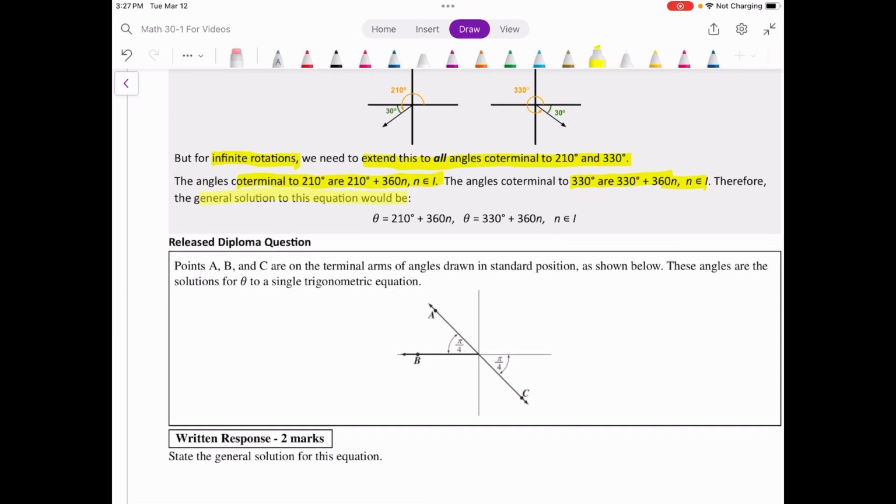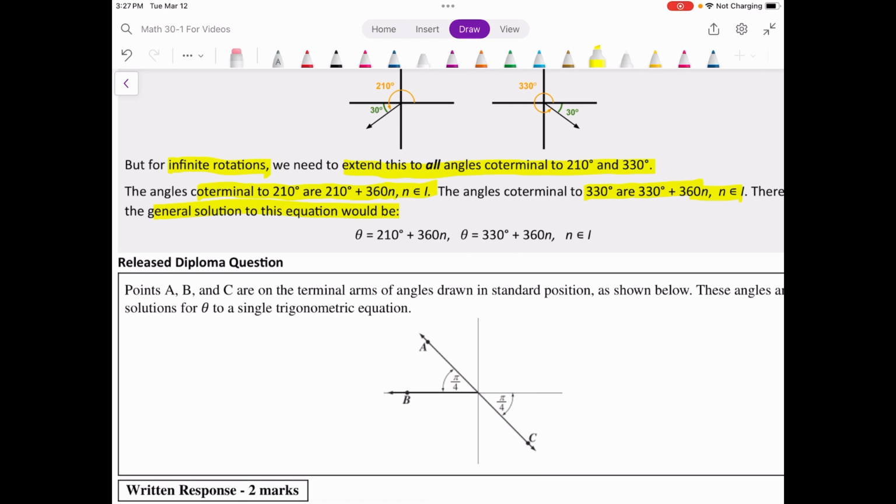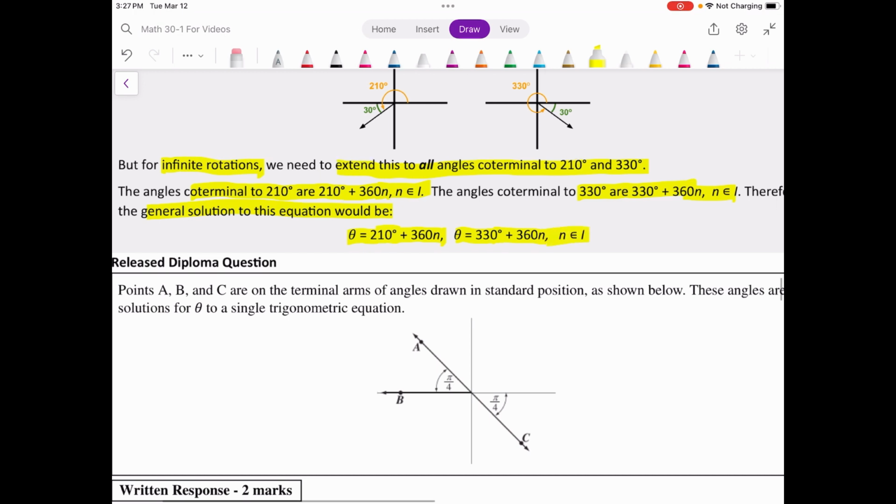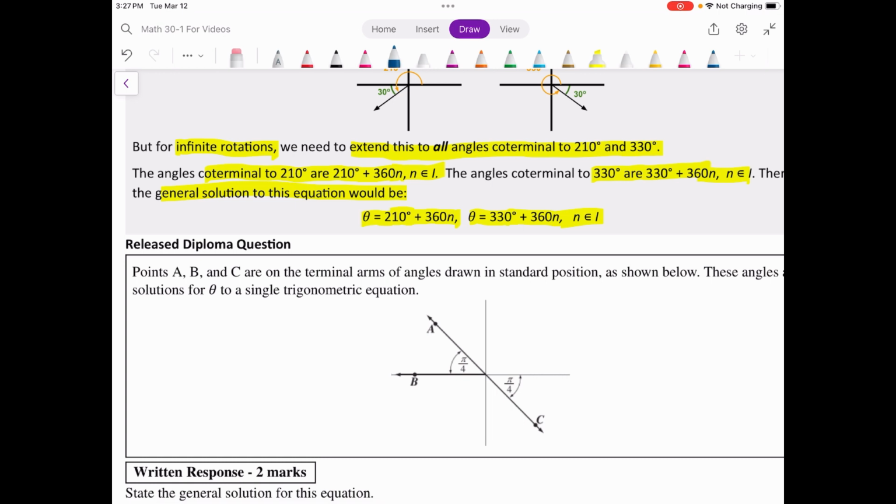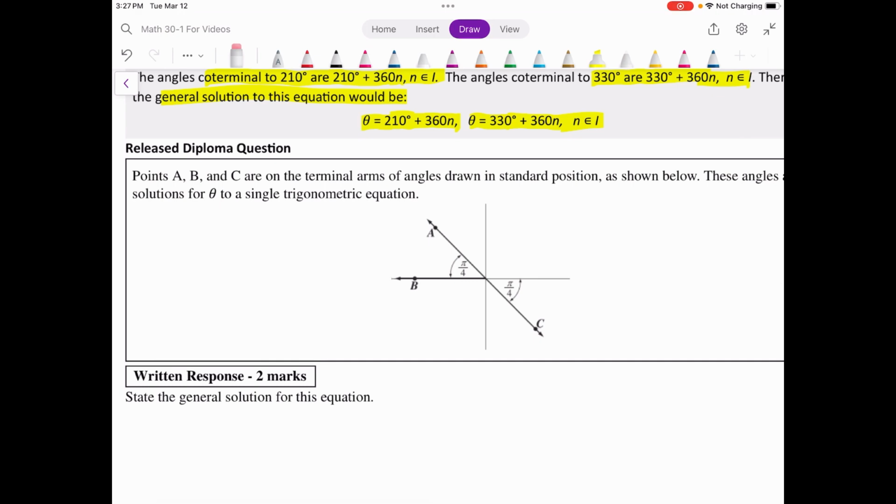So here's how you write the general solution. We find it the way we normally would if our domain's not limited and we need to state the general solution to cover all possible angles that could be solutions. We found 210 as one solution, so the general solution is 210 plus 360n. And we found 330 as another solution, so the other piece of our general solution is also 330 plus 360n, where n is an integer. So just adding on a little piece here, right? This is all that's new when we talk about general equations: just including all angles that are coterminal to any solutions we've already found.